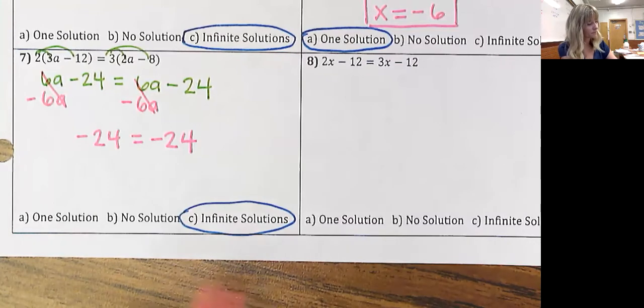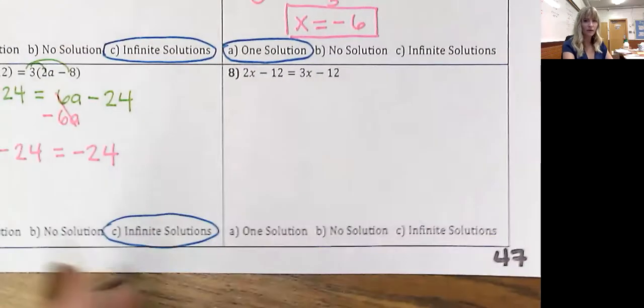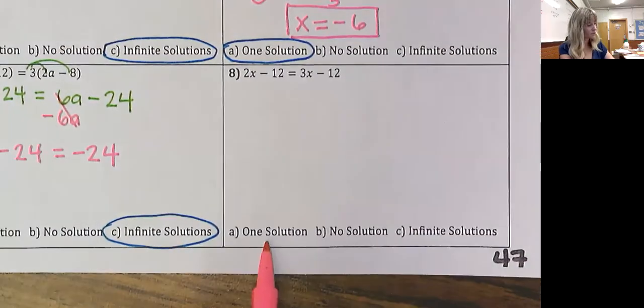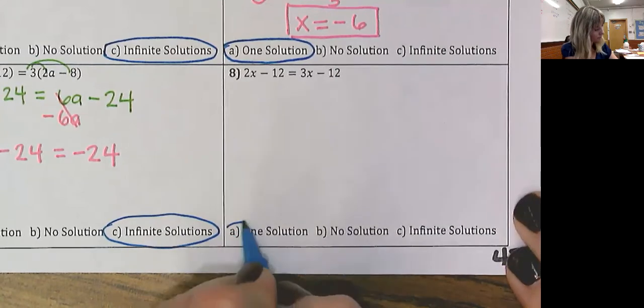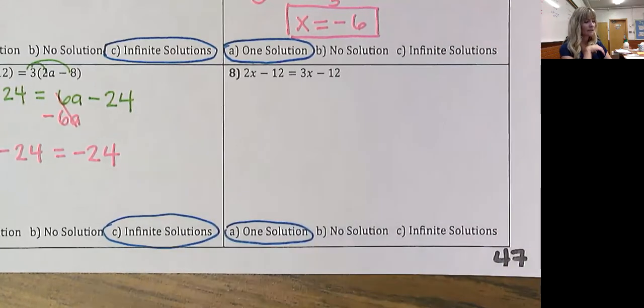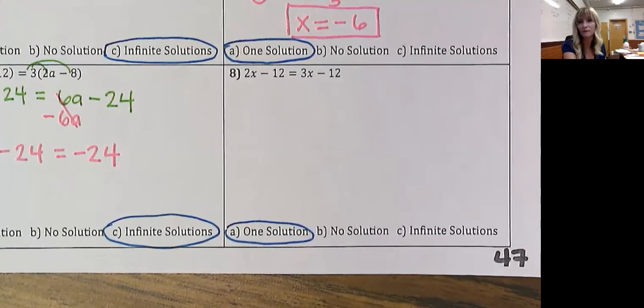Number 8. Take a look at this one and tell me right away. Can you tell before I even do anything if I'm going to have one solution, no solution, or infinite solutions? I hope you can tell that this is going to have one solution. Do you know how I can tell? Because I have a different number of variables on the two sides of the equation. If the number of variables on the left and the right are different from each other, you're going to have a variable left and you're going to be able to solve for it.